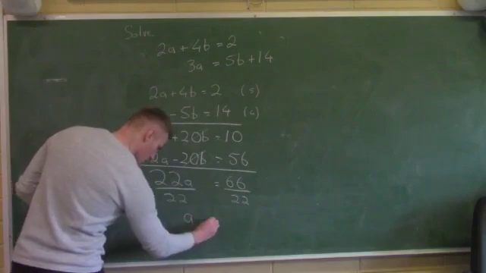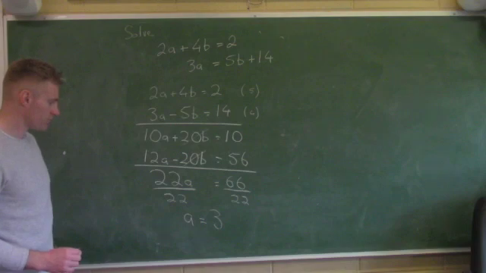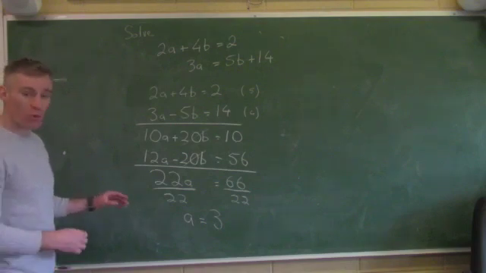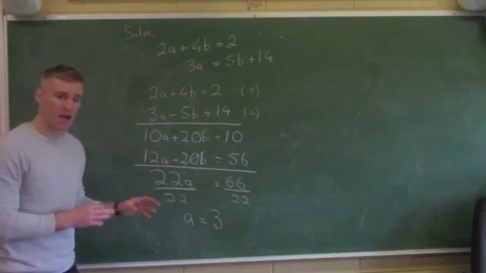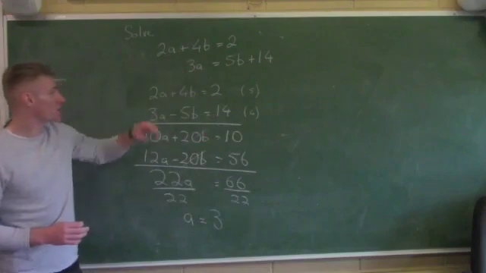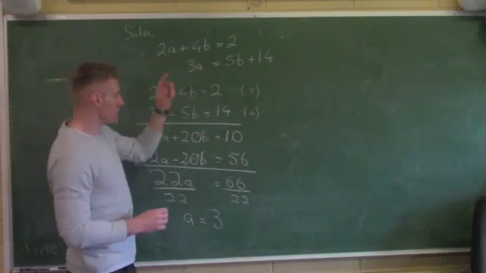A equals 3. Okay, I've got a. So I got more than half marks at this stage. I've the hard work done. Now I know that a is 3. I can sub this in to any one of my lines to find b. I'm going to pick the top line.